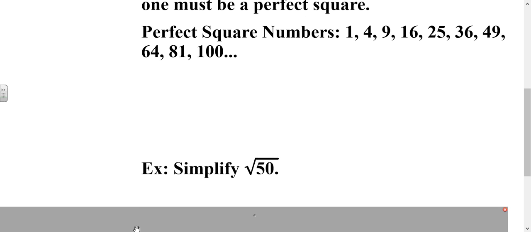Let's try some more examples. Feel free to pause the video at any time and you can try these on your own. Look at your list of perfect squares. What can we divide 50 by that is a perfect square? You can divide 50 by 25, so that would be 25 times 2.